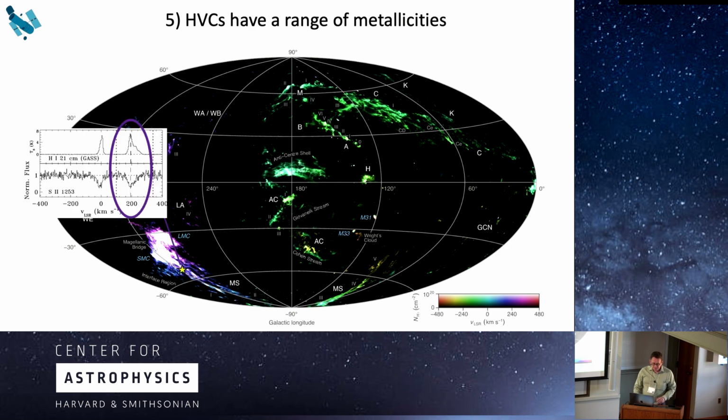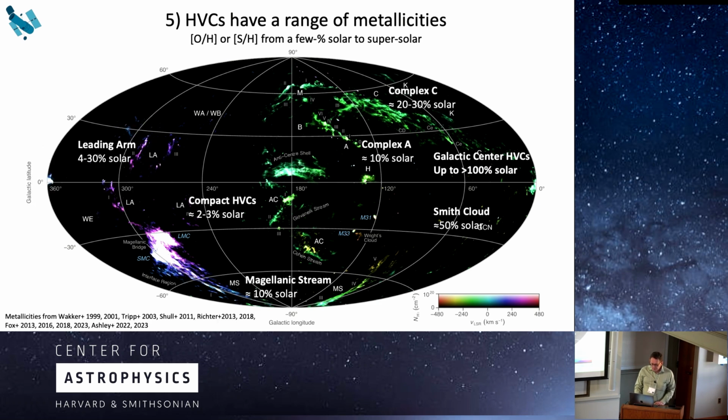These things have a range of metallicities. I will go through this pretty quickly, but there's been a lot of work by different groups on metallicities of these clouds. And the numbers range from a few percent solar, particularly in some of these compact high-velocity clouds, which are very small clouds on the sky. They're very subsolar, very unenriched. But then you go up to things like complex C, which are like 20% or 30% solar, and some of the clouds reach supersolar metallicities. So there's a range of metallicities.